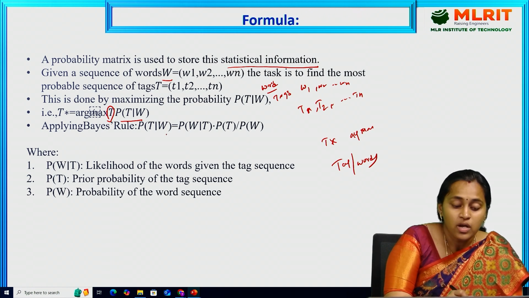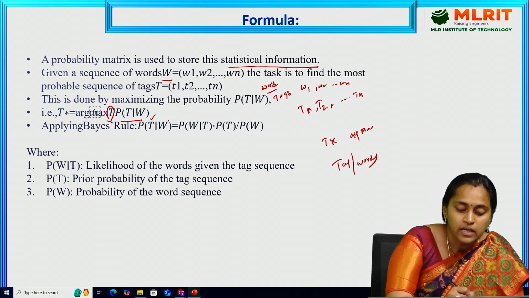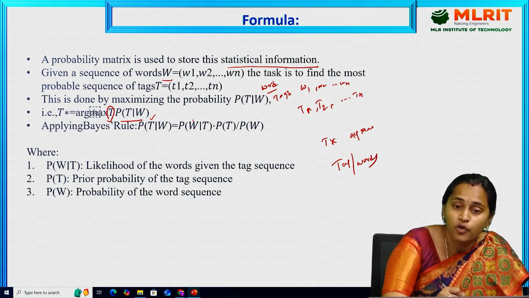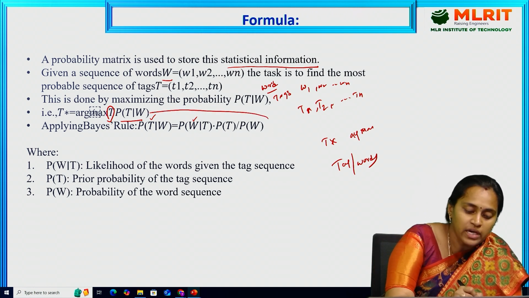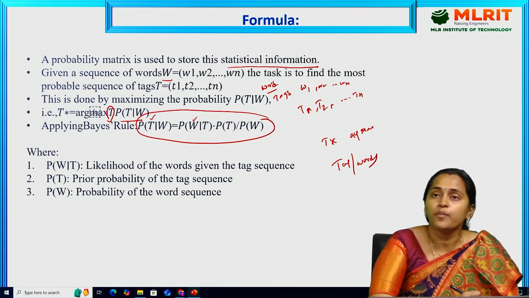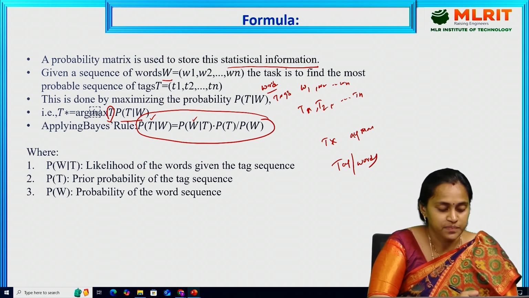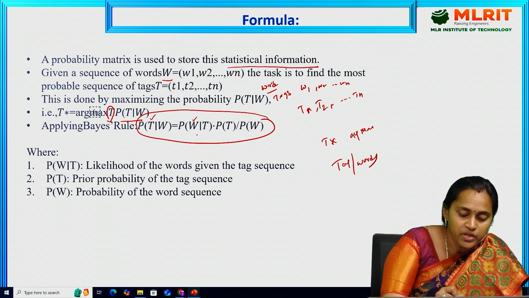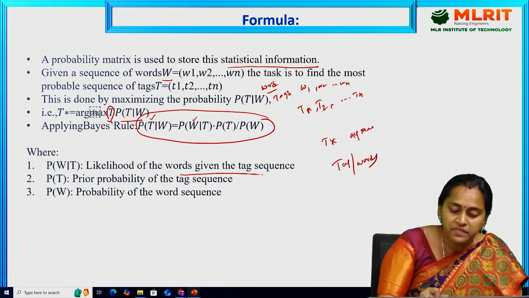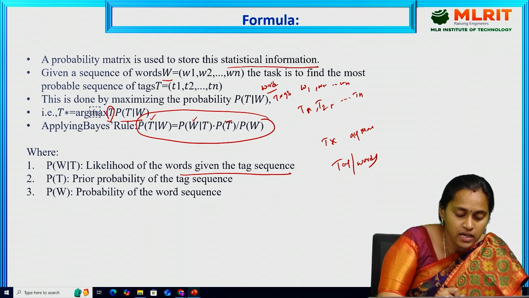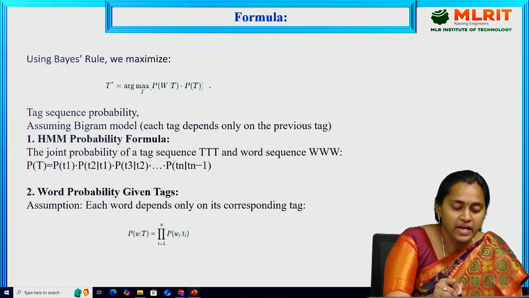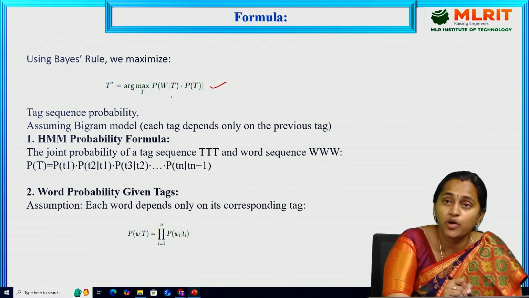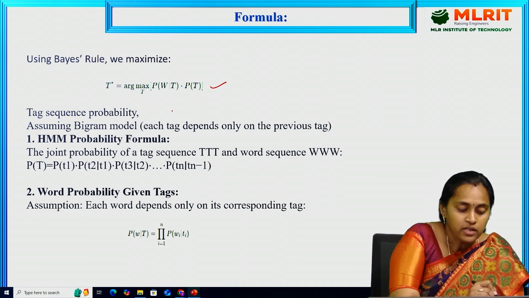It depends on the Bayes rule. So the probability of tags given words equals the probability of words given tags times the probability of tags, divided by the probability of the words. This is the formula we use to find the probabilities of the tags and words. Here P(W given T) is the words given the tag sequence, P(T) is the tag sequence probability and P(W) is the word sequence probability. This is the Bayes rule: argmax over T of P(W given T) times P(T). Let's see the formula here.